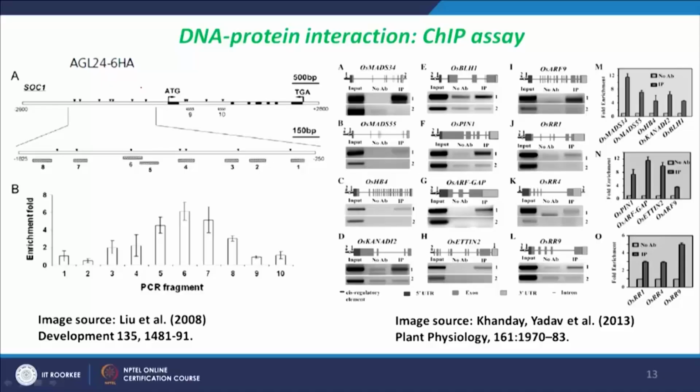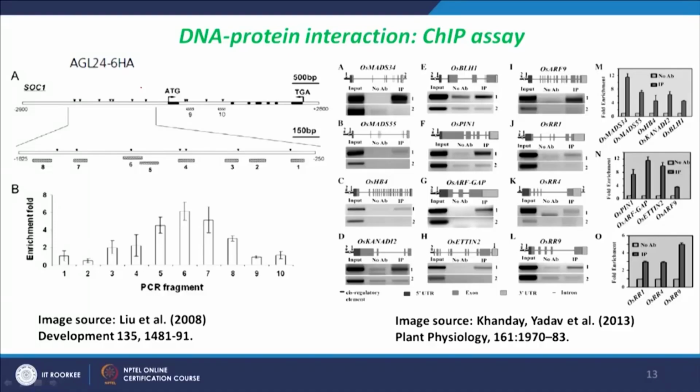So, either you take that DNA fragment, and if you know what the putative binding site is, you can design a specific primer and amplify through PCR, qPCR, or if you do not know the sequence, you take those fragments, clone them in some vectors, sequence them, and identify what the binding sites are. So, these are some examples.